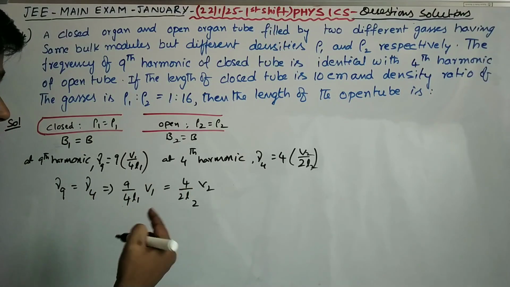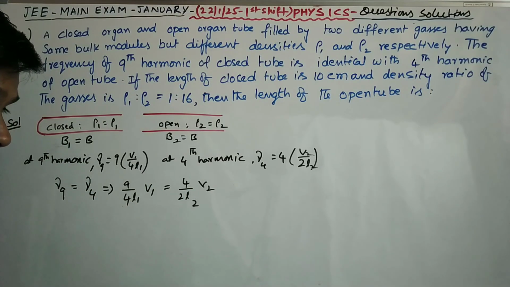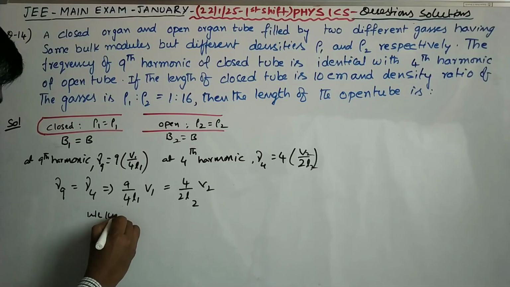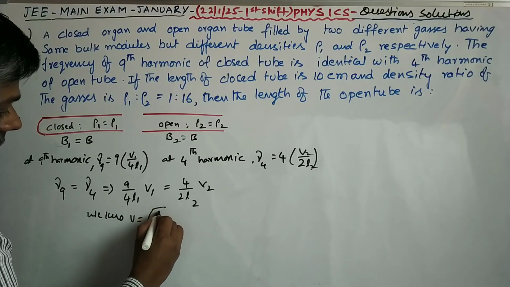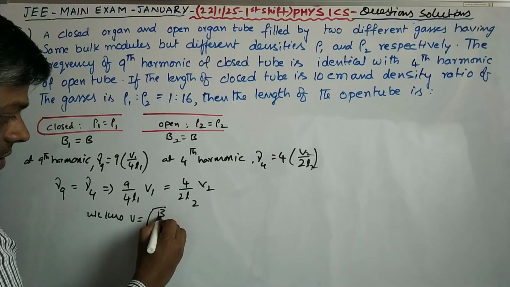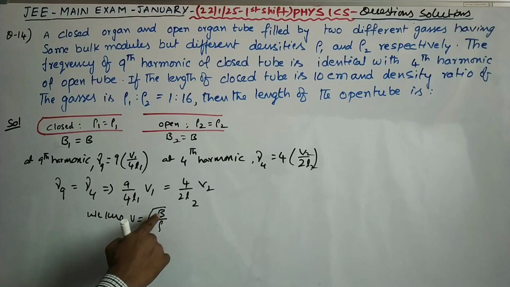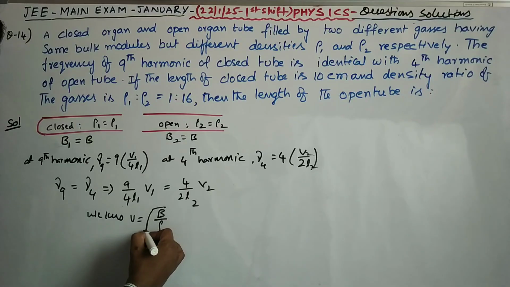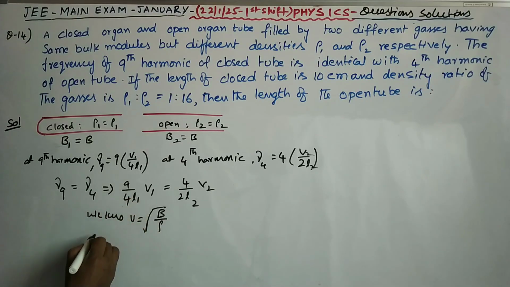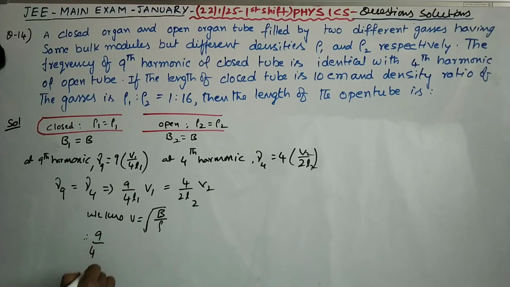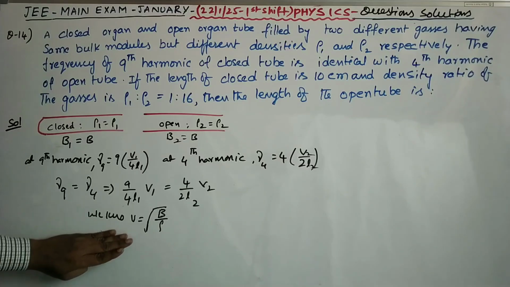What is the formula of the velocity of a gas in terms of bulk modulus and density? We know the velocity of a gas is equal to the square root of the bulk modulus by density ρ. So this equation is slightly modified as follows, 9 by 4L1. Next, what is given? This is given here. Right.